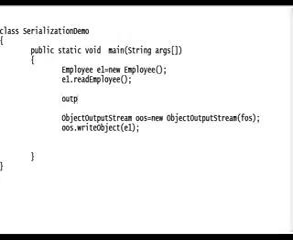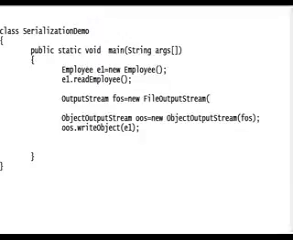Now I will take an OutputStream object. OutputStream fos equals new FileOutputStream. What is FileOutputStream? It creates a file with a name. Now I want to create that object. Where do you want to create it? In D drive I want to create emp1.txt, in this folder I want to create a file.